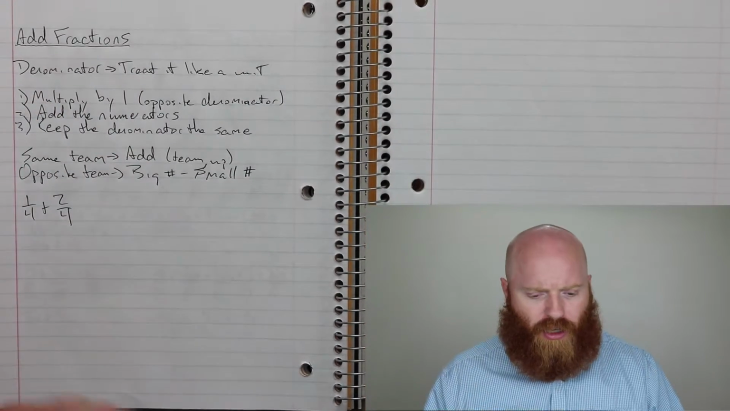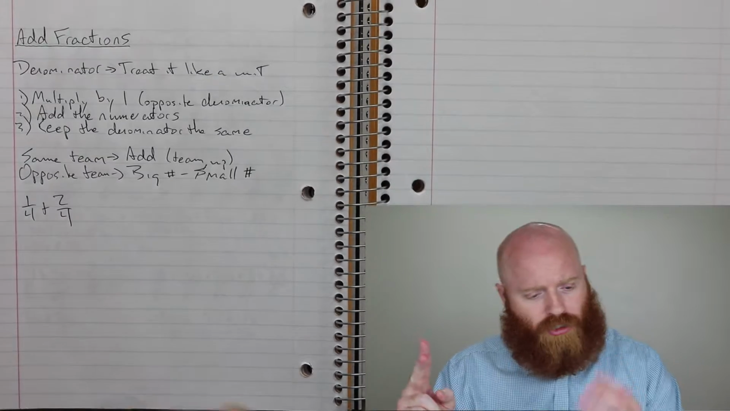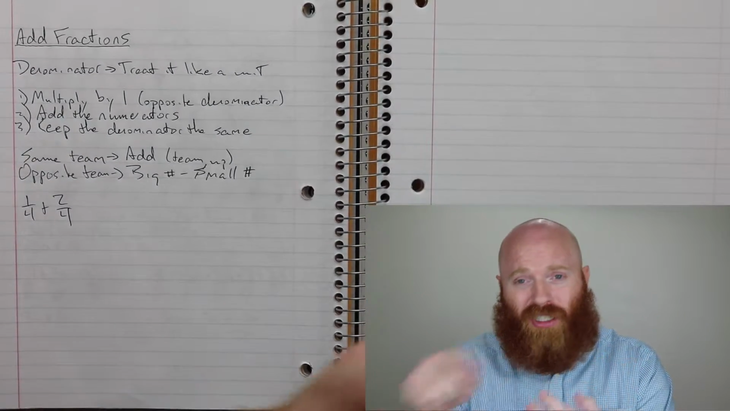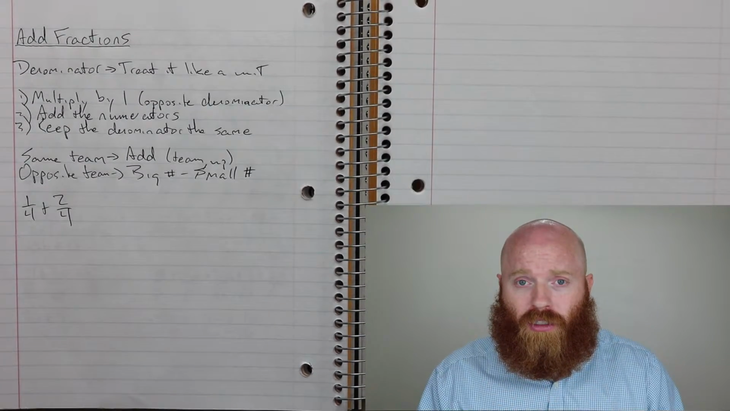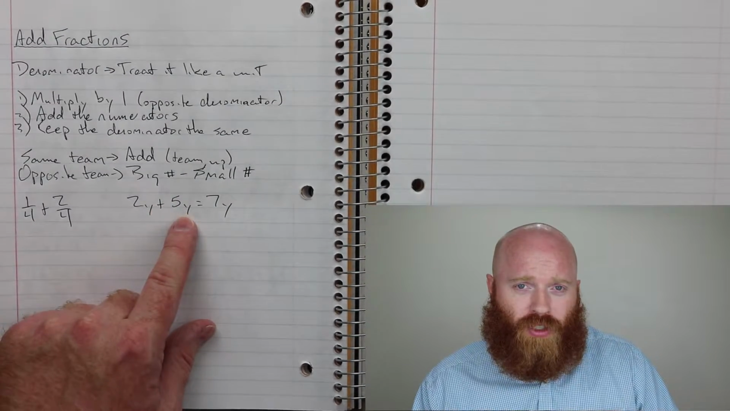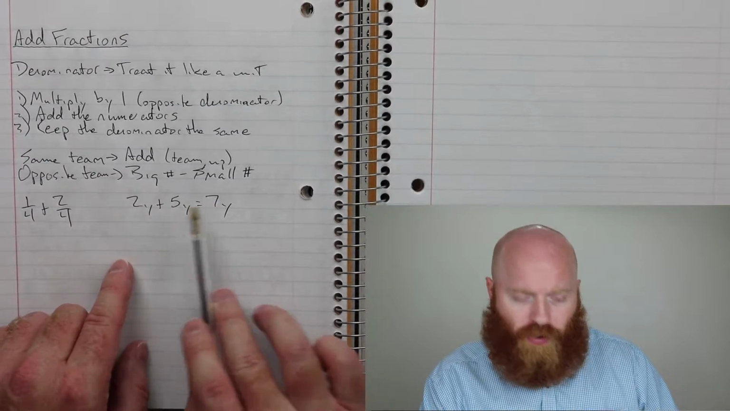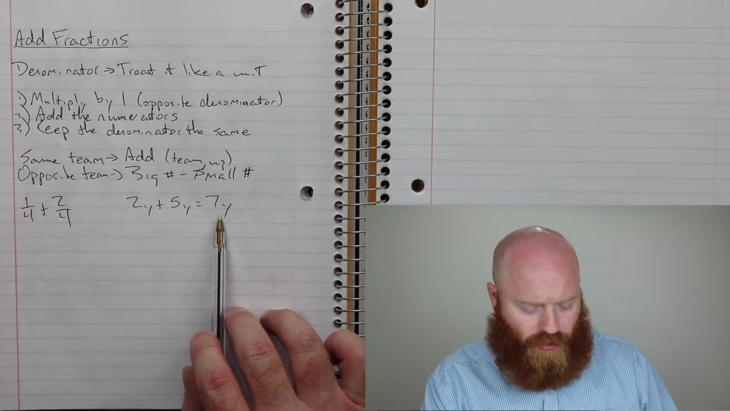What would be, say, 2 YouTubers plus 5 YouTubers? I got 2 YouTubers, and I got 5 YouTubers. What would 2 YouTubers plus 5 YouTubers be? It would be 7 YouTubers. You'd add up the 2 numbers and keep the unit the same. I'd add the numbers together, 2 plus 5 equals 7, and the unit, YouTubers, would be the same.